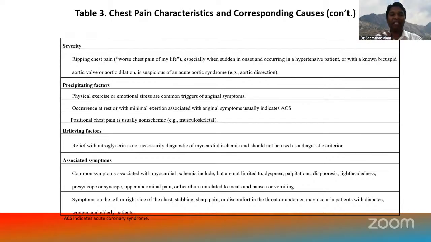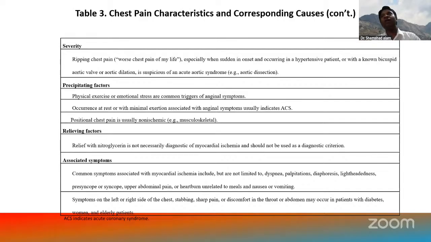Now, how is the pain precipitated? During history taking, we should ask our patient how the symptoms are precipitated. Usually, if it is due to coronary disease, exertion is the most common precipitant. And if it is occurring at rest, or with minimal exertion, then obviously that patient is going to fall under the group of acute coronary syndrome: unstable angina, non-ST elevation MI, or STEMI.